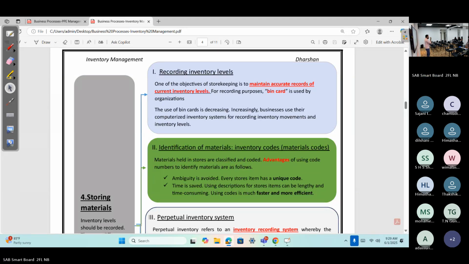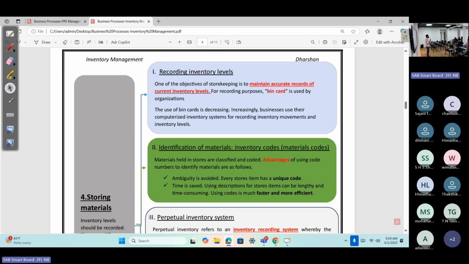Clear? Every item's movement must be recorded in the bin card. In the storing, the first activity is recording inventory levels in bin cards. Bin cards should have in, out, and as-of-date balance. Let's say today you have purchased 100 items and issued 20 items to the production department. 100 in, 20 out, 80 working balance. That information must be available in the bin card.